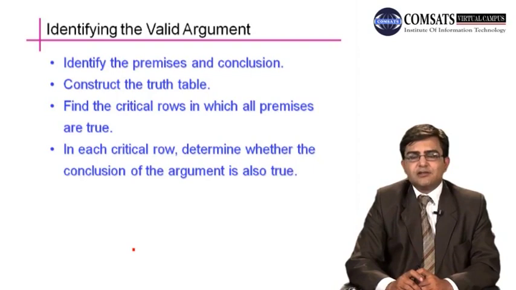Secondly, we construct the truth table for the premises and conclusion, and then we find the critical rows. I shall tell you later what the critical rows are in identifying valid arguments. We find the critical rows in which all premises are true. If in each critical row the conclusion is also true, then we say that this argument is a valid argument.